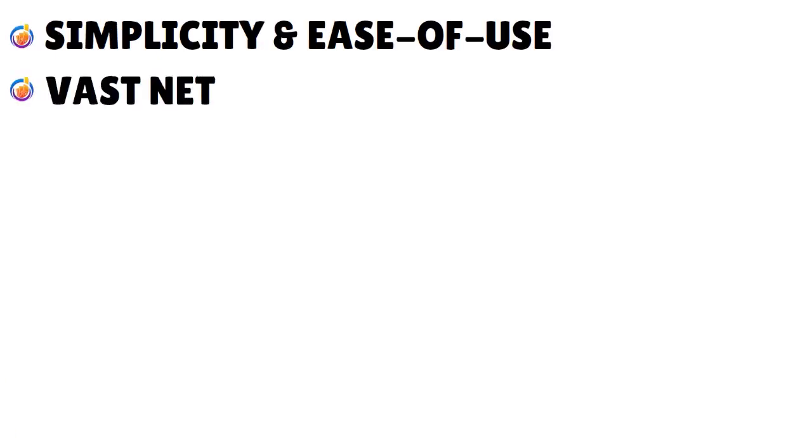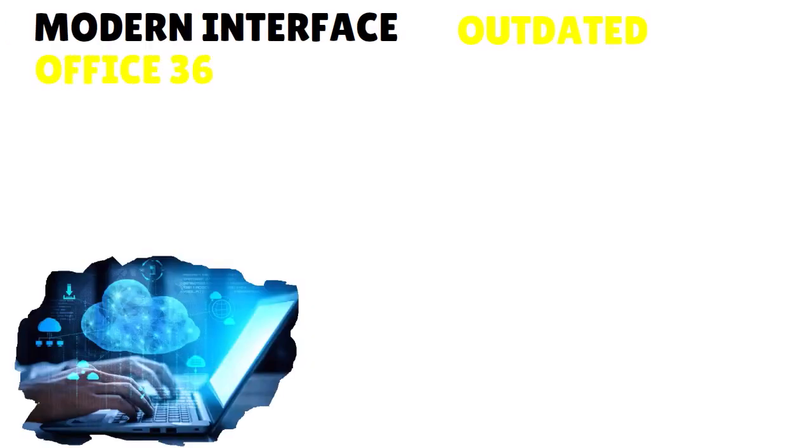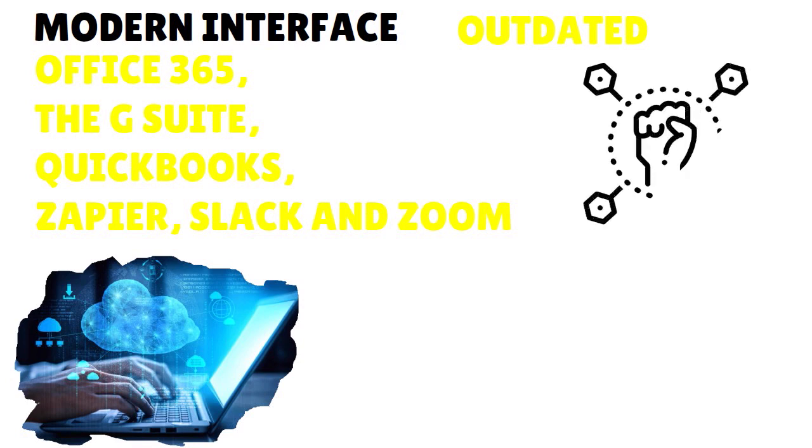We love the fact that you have a vast network of integrations. I mean, integrations to anything you can think about. Office 365, you have it. The G Suite, QuickBooks, Zapier, Slack, and Zoom. Many law firms use these integrations to effectively extend the capabilities of Clio and build a complete law practice management platform that fits their unique firm.